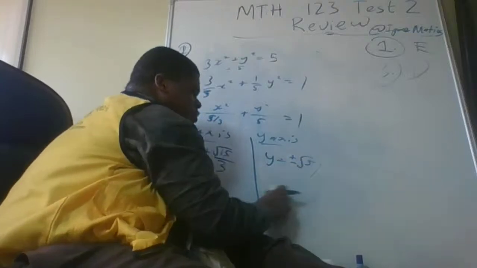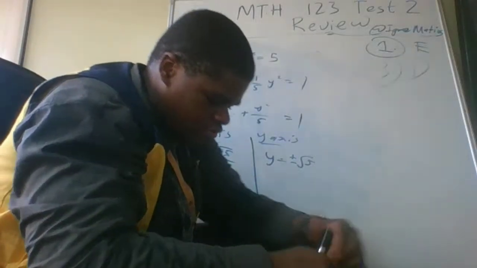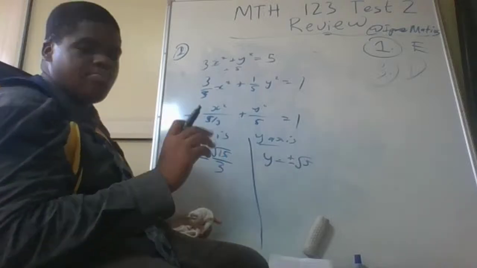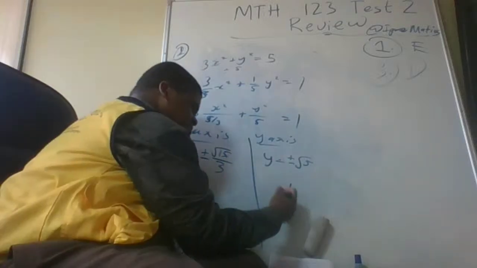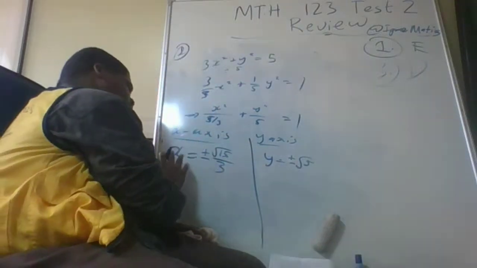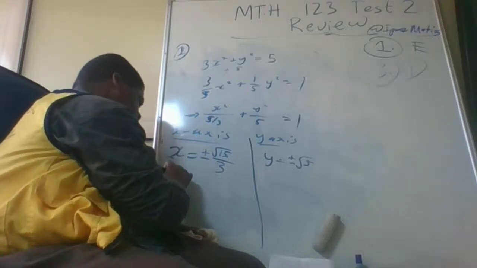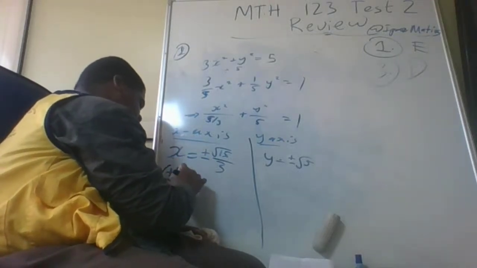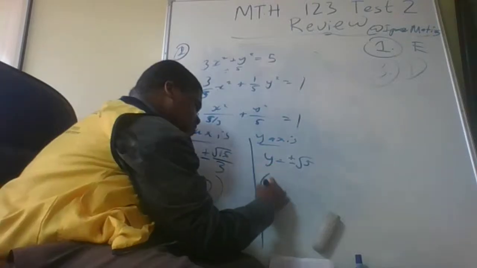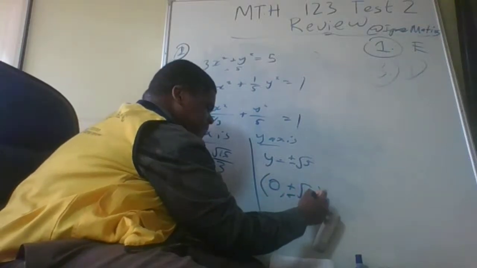Now, how do you put our solution in point form? How do you represent what you have just solved? Remember, an intercept is a point, a point where two things intersect. Since this is the x-axis and y is equal to 0, our point here is going to be plus or minus the square root of 15 divided by 3, 0. That is, y is equal to 0. And for our y-axis, x is equal to 0, so you have 0, plus or minus root 5.